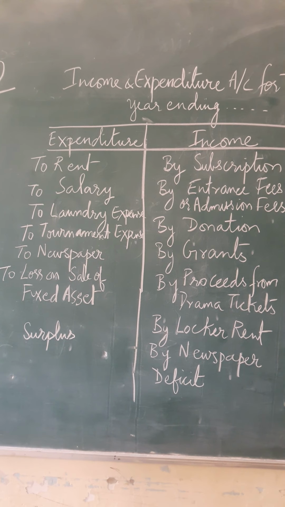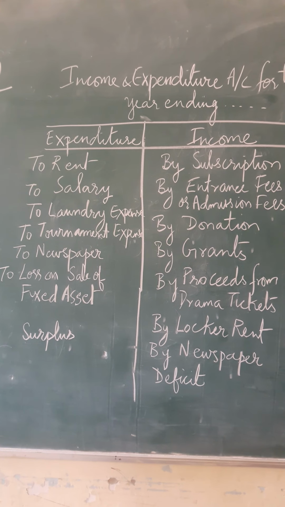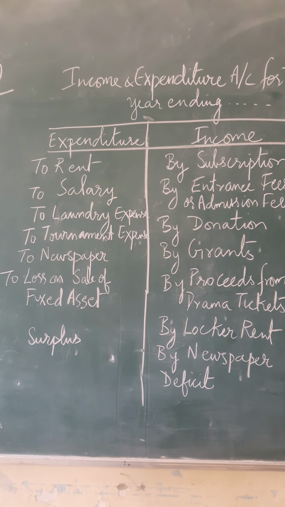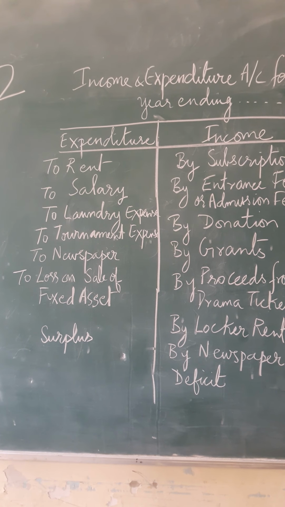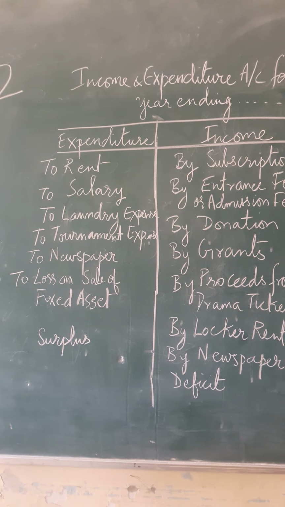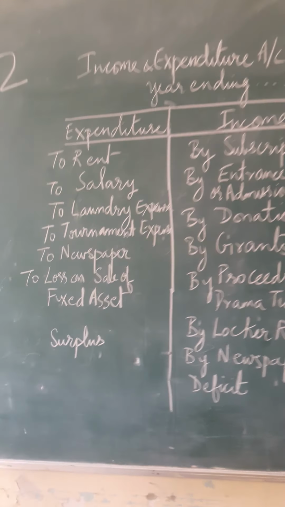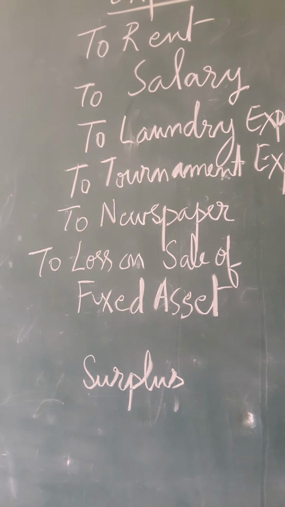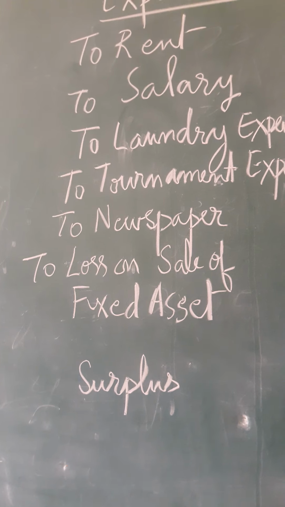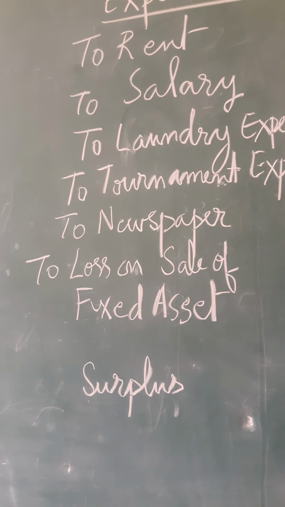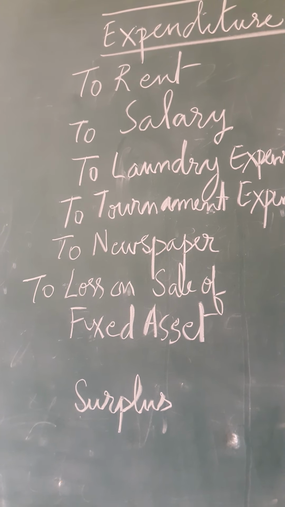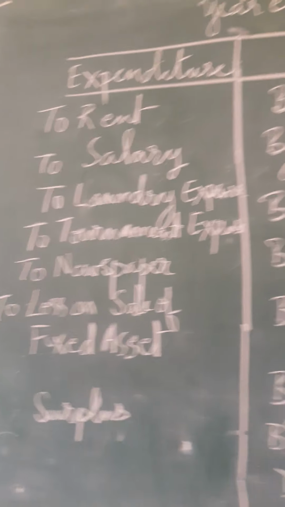Let us begin with the expenditure side. Rent, salary, all of you already have befriended them. Now, new kind of expenditure is laundry expense, tournament expenses, drama expenses, any kind of usual expenses for the year. Newspaper buying is an expense, newspaper selling is an income. Again, an important thought on this is, if a fixed asset is sold, calculate the loss or profit and show only the loss or profit in the income and expenditure account. Loss on the expenditure side, profit on the income side.